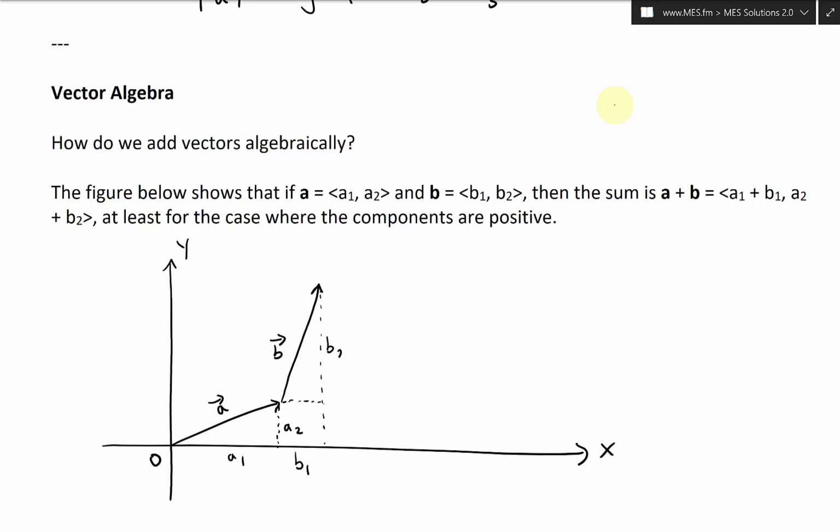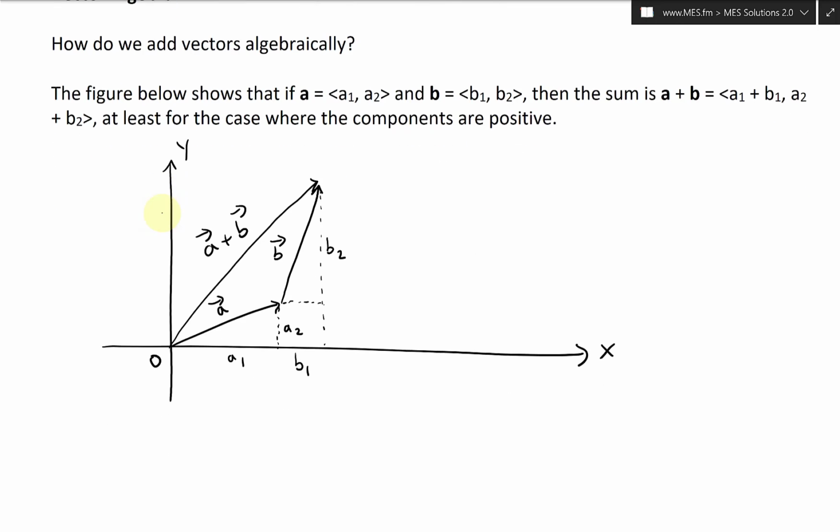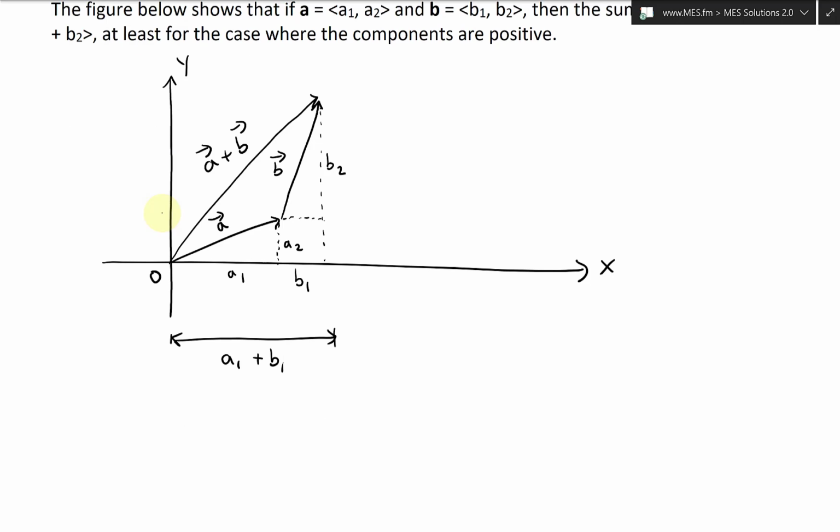And now we're going to draw the combination vector. We're going to add A plus B, and we're going to show that it's equal to A1 plus B1, A2 plus B2. We're going to draw this all the way across like that. This is going to be our A plus B vector. Now you can see the coordinates right here. From here to here is just our A1 plus B1, and then from here to here, the vertical part, that's just A2 plus B2.